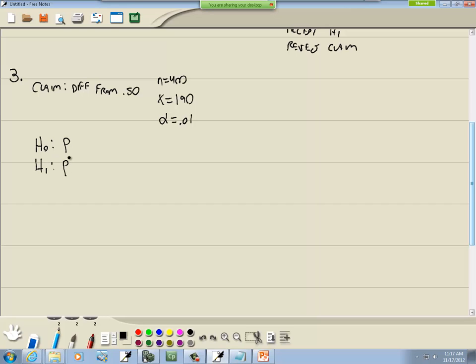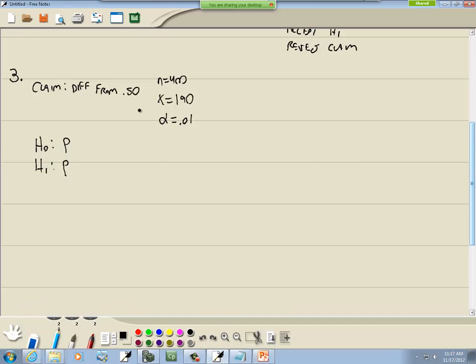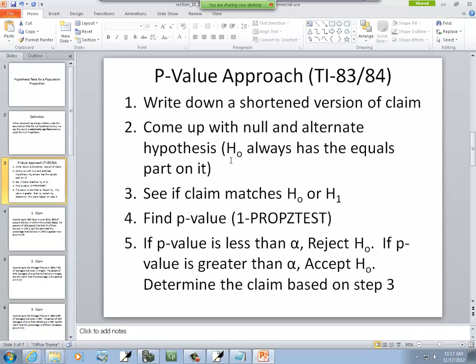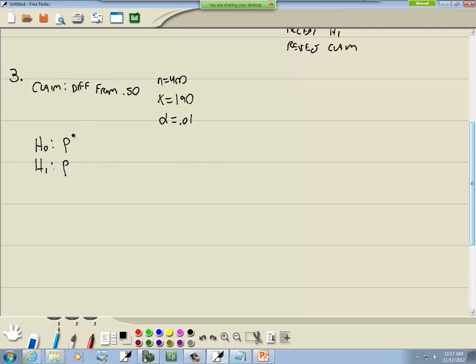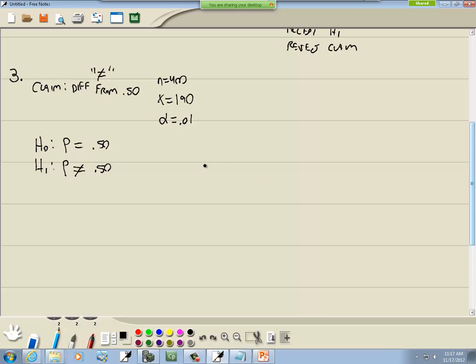Okay, so these are P's. I ought to go back to my steps instead of writing down a shortened version of the claim. We did that. Come up with a null and alternate hypothesis. H0 is null and H1 is different from. That symbol is not equal to, which goes right here on H1, and if that's not equal to, this is equal to. Step 3, see if your claim matches H0 or H1. Well, this is a not equal to symbol. We put that on H1. So this matches H1.